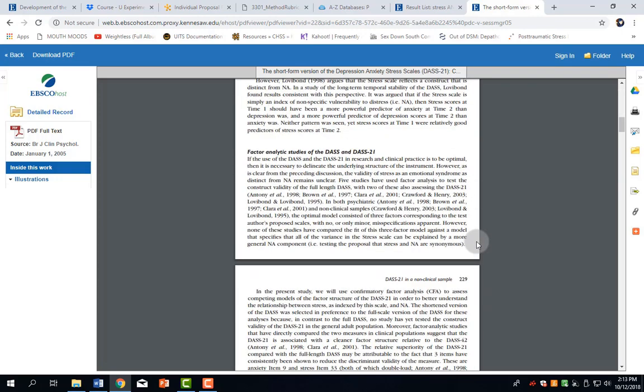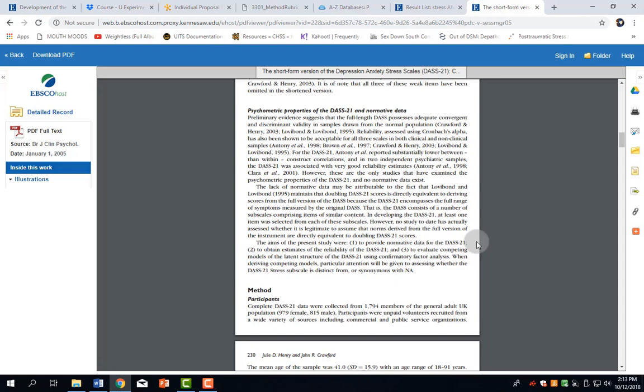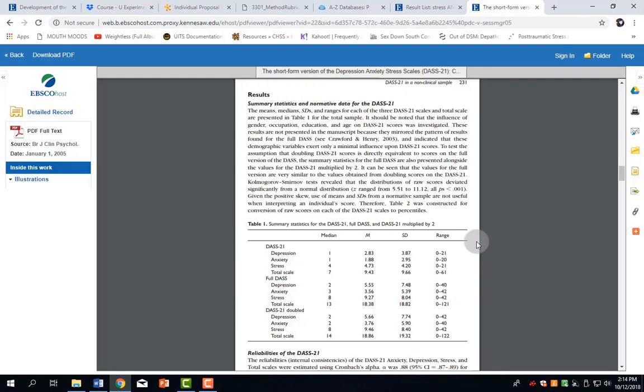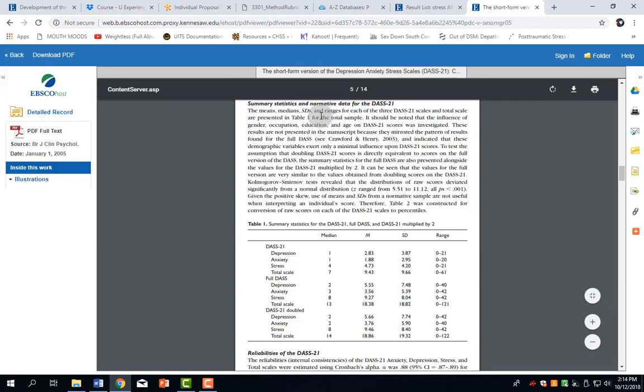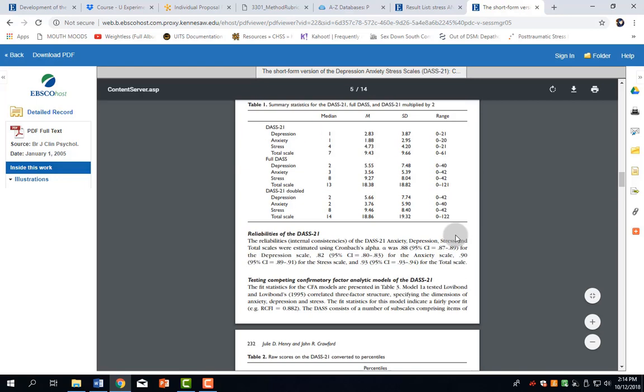In this article, I'm going to find some really important information that's required in this paragraph I'm writing. I have to come up with how many questions is it? Well, there's 21 because it talks about this being a 21 item test.